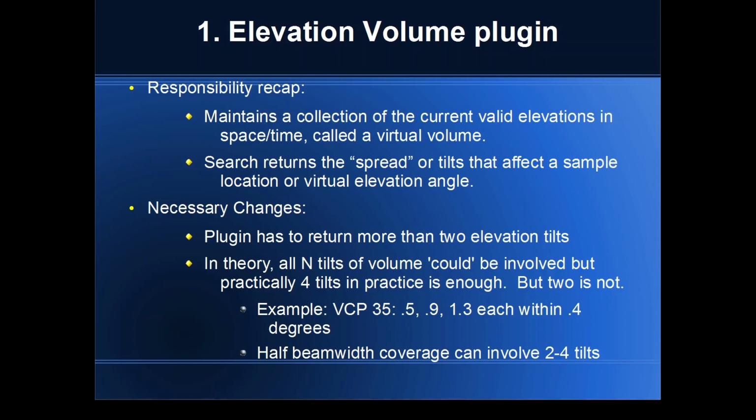The necessary changes for this included expanding the search to include more than the closest two elevations. All N tilts of a volume in theory could be used to calculate the value at a sample location, but in practice a maximum of 4 are practical. This is because multiple elevation tilts can overlap the same area in space. For example, given a VCP of 35 with a 0.5, 0.9, and 1.3 elevation, all of these with a beam width of 1 degree can cover a sample location, say at 0.8 degrees. This is not taking into account terrain blockage or missing values in tilts.